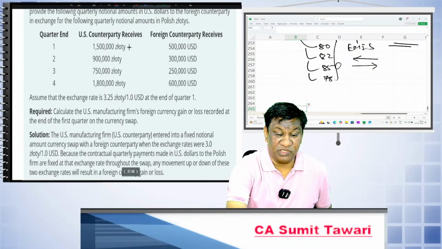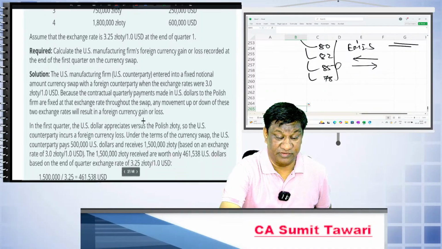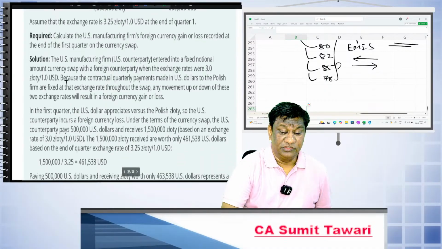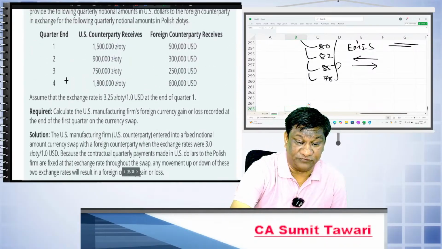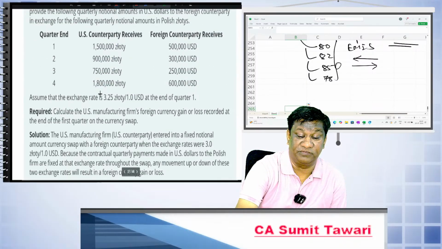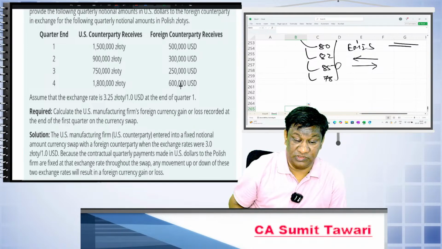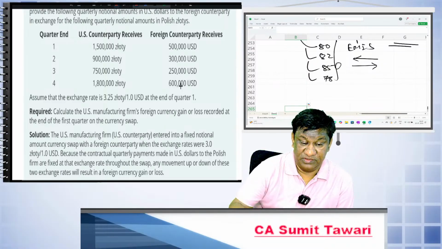The US counterparty receives 1.5 million zloty, 900, 750 and 180. The foreign counterparty receives 500, 300, 250, 600. Assume the exchange rate is 3.25 zloty for 1 US dollar at the end of quarter one. Calculate the US dollar foreign currency gain or loss recorded. So this is basically the series of transactions which the US counterparty and the foreign counterparty are supposed to receive.